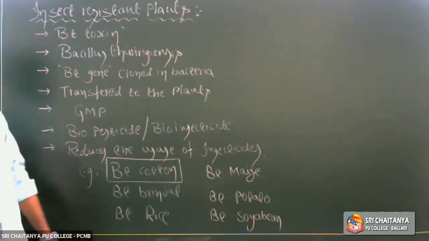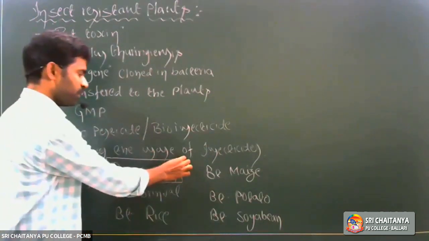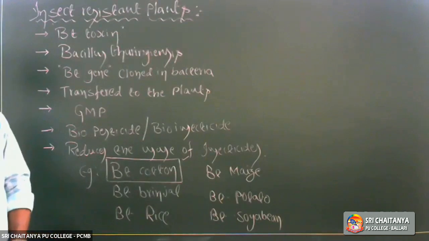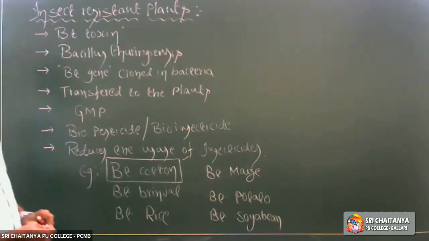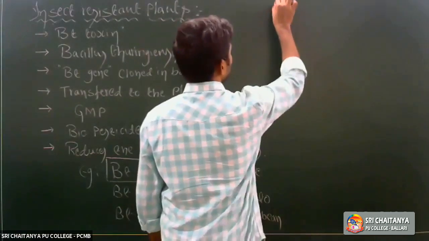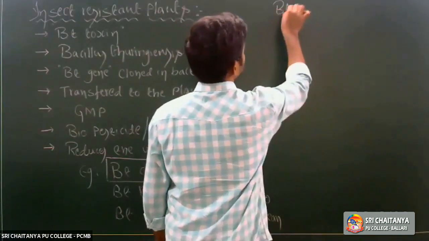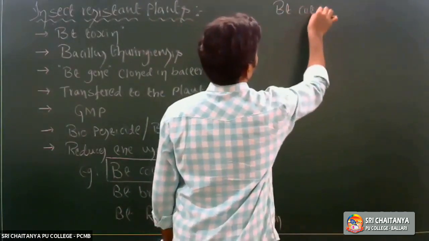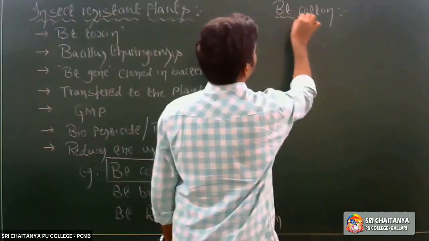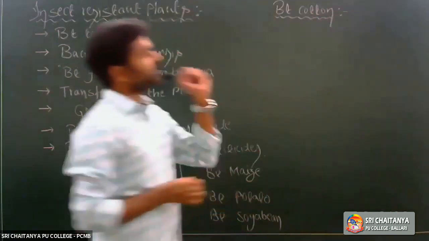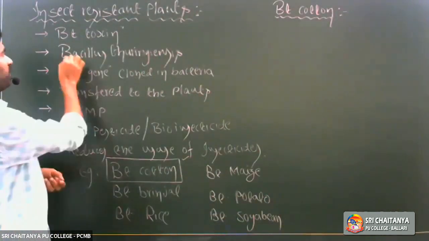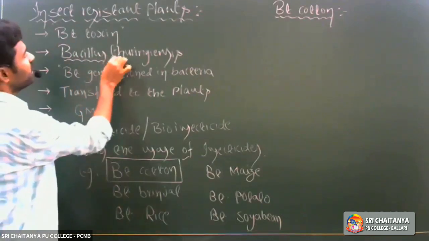But nowadays we are using Bt cotton, right? Well-known example, Bt cotton. So how will we create Bt cotton using genetic engineering techniques? We'll see step by step, right? Now, small side heading, Bt cotton. So in Bt cotton, Bt stands for Bacillus thuringiensis.